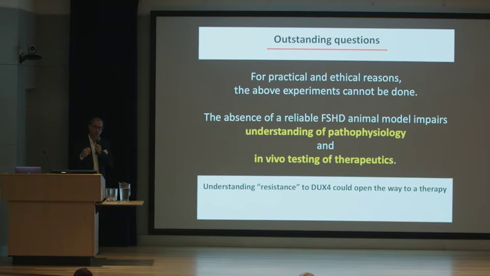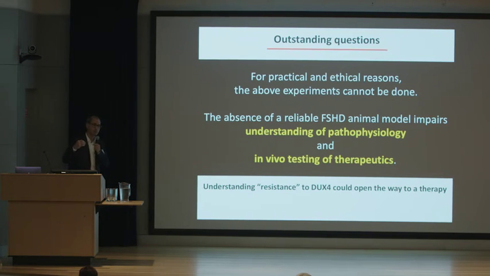So we are really not in a position to address these questions that may be important for the understanding of the pathogenesis of the disease: why particular muscles are getting affected and not others, why muscle and not other tissue. At the moment, we have no answer to this question.